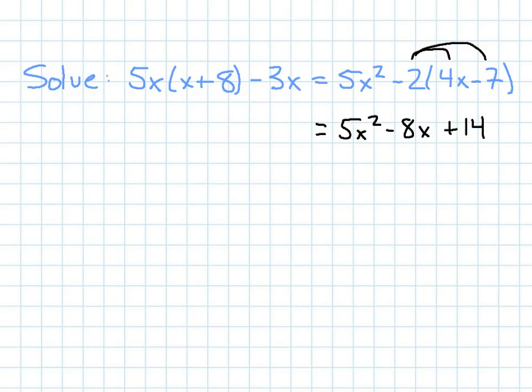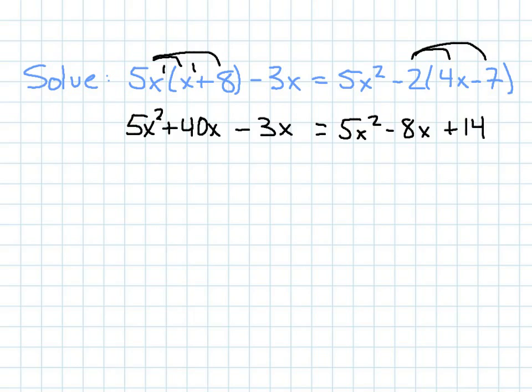On the left side, if I multiply the 5x through, I get 5x squared, because x and x would be to the first. 5x times 8 gives me 40x, and then negative 3x, or minus 3x, would be left because I didn't do anything to that. The 5x does not go to the negative 3x because it's not in the parentheses.